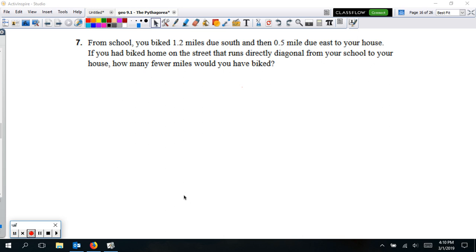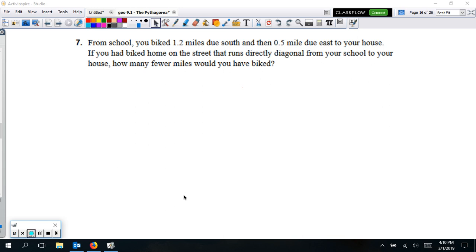Okay, so number 7. This little word problem here says, from school, you biked 1.2 miles due south, and then 0.5 miles due east to your house. If you biked home on the street that runs directly diagonal from your school to your house, how many fewer miles would you have biked?